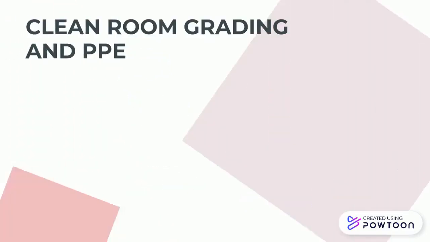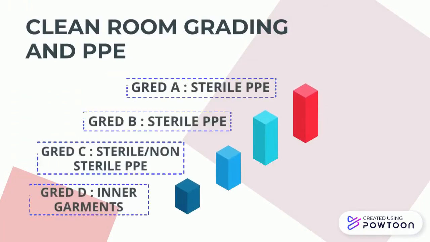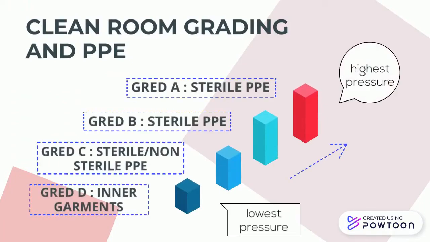Clean room grading and PPE. Grade A and Grade B room allows sterile PPE. Grade C room allow sterile and non-sterile PPE, while Grade D room allow inner garments.